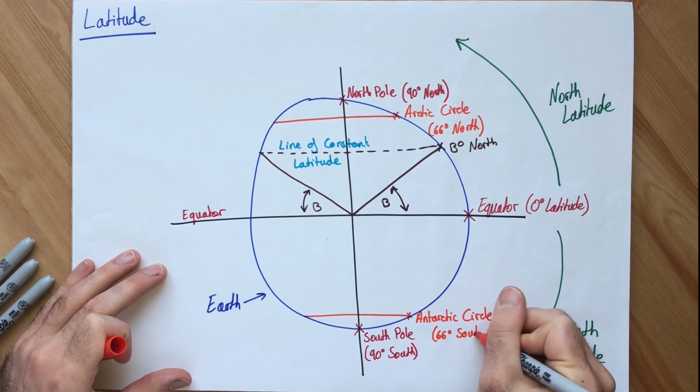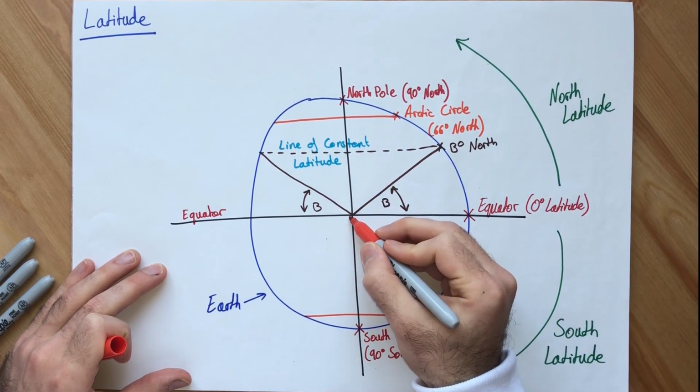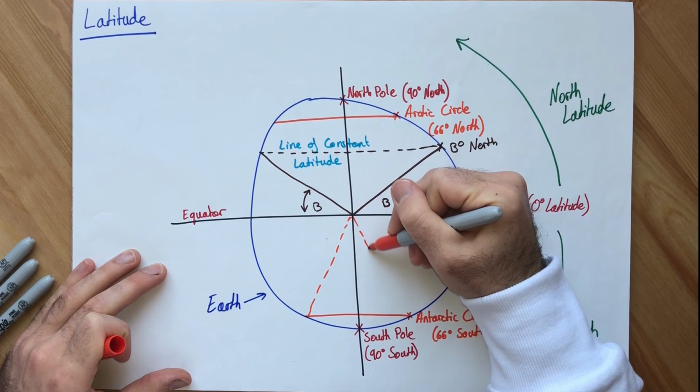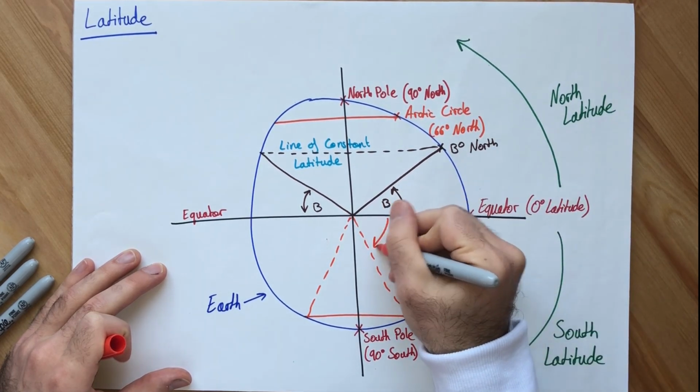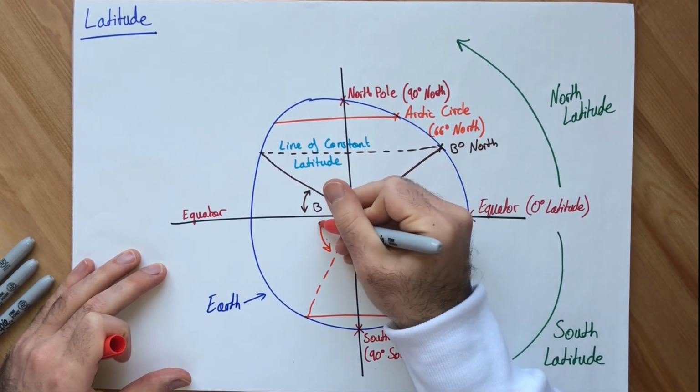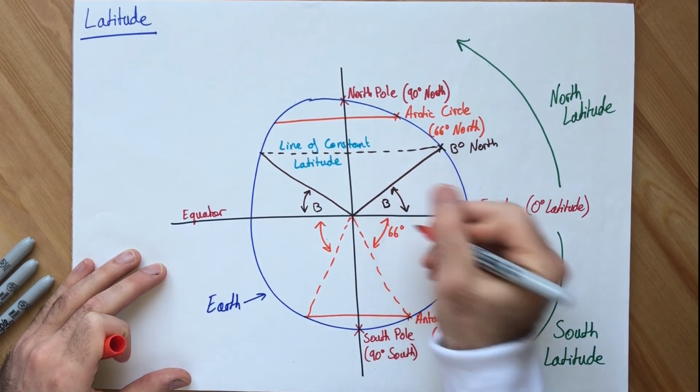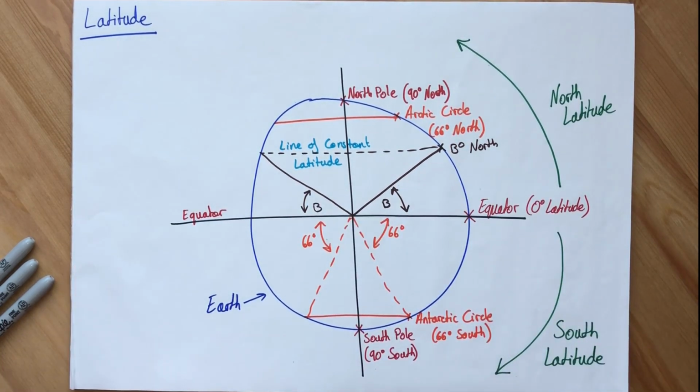Another is the Antarctic Circle, which is 66 degrees south of the equator. During the winter solstice, which is the shortest day of the year on the 21st of December, this is the most northerly point which will receive sunlight for 24 hours continuously.